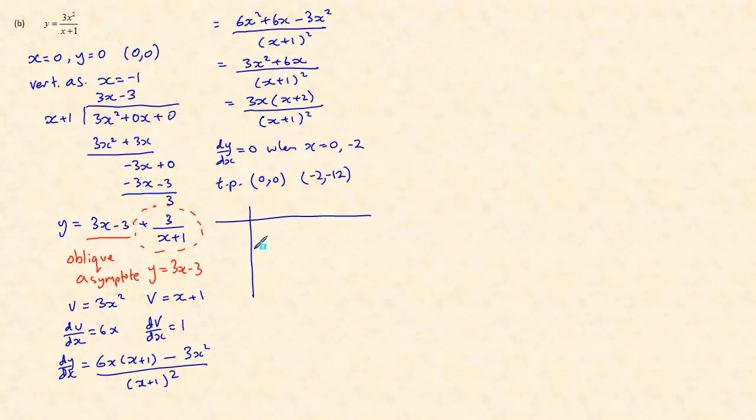Let's just look at regions. We have x plus 1 and we have x squared. x squared never changes sign. So we'll look to the left of negative 1 and to the right of negative 1. So this one is negative, and this of course is positive. So y will be negative here, and these are both positive, so y will be positive here.